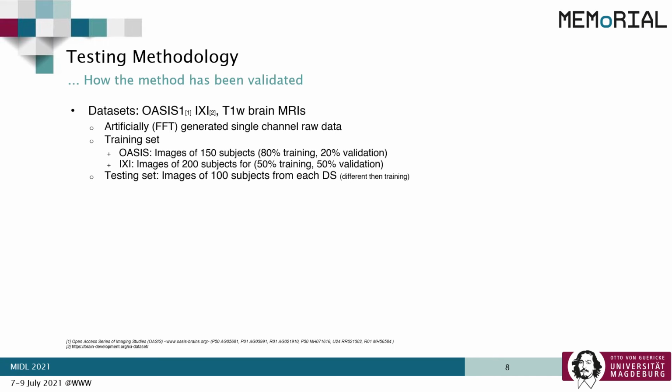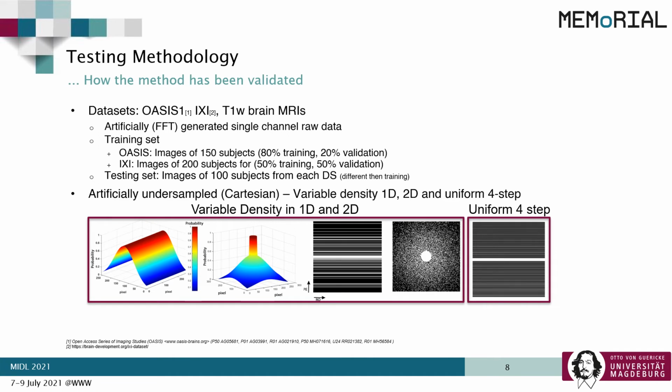To evaluate this approach, 2 different datasets were used, OSS1 and ICSI. As these datasets only contain reconstructed images, the single-channel raw data was artificially created by applying fast Fourier transform. 150 subjects were used in the OSS training set and 200 subjects for ICSI. 100 subjects each were used for both test sets. Undersampled data was created artificially.